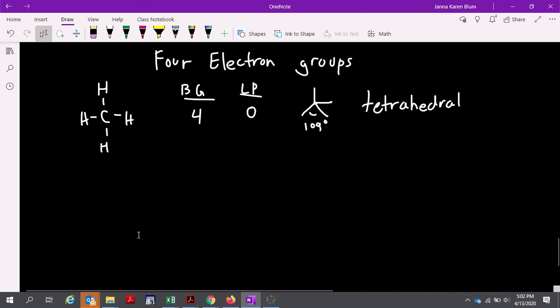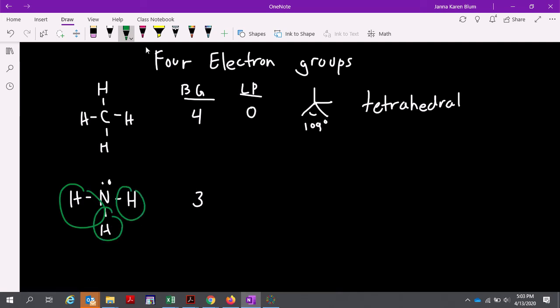Is NH3, or ammonia. And so this has 3 bonding groups. We can see them: 1, 2, 3, and then 1 lone pair. I like to circle my groups, or at least mentally do this when I'm looking at these to identify the bonding groups.